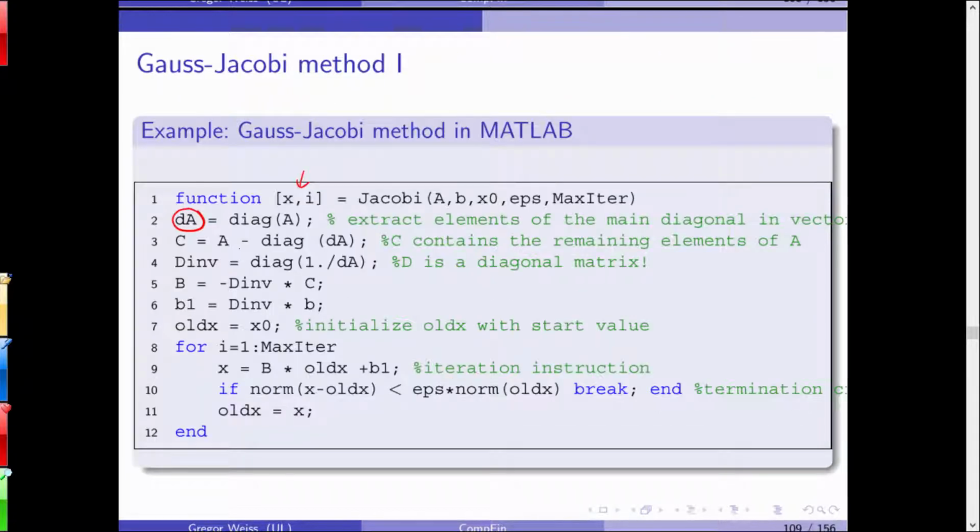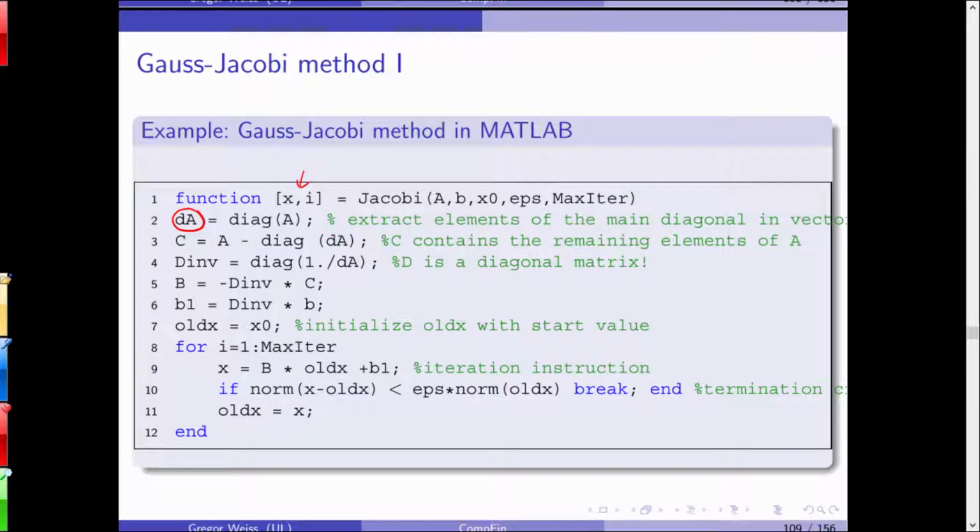So C is A minus a diagonal matrix with dA as the entries. You only need a vector, and MATLAB will insert these entries of the vector as the diagonal entries of this matrix. And then, of course, C is just A minus the diagonal matrix. Dinf is what? It's a diagonal matrix with 1 divided by the elements of the vector dA.